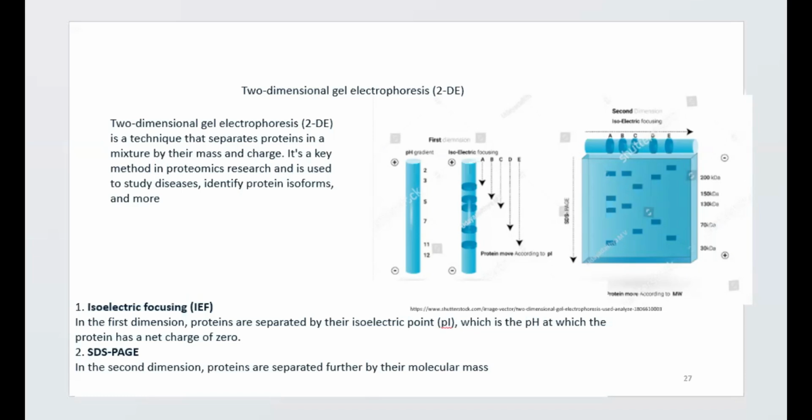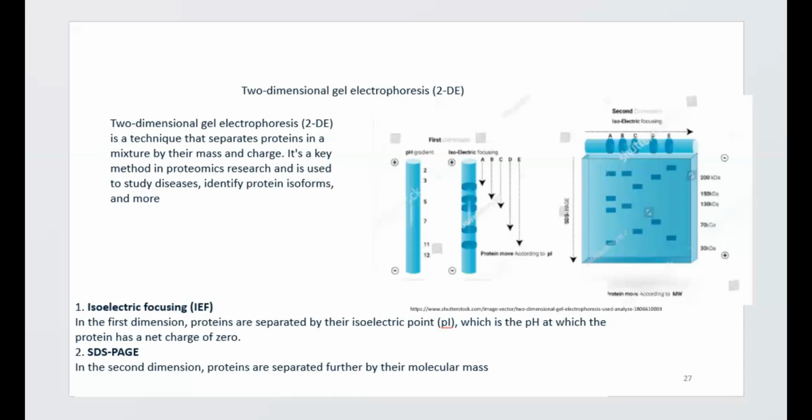There comes into play 2D, that is two-dimensional gel electrophoresis, and in this, one of the methods, there are two dimensions. So the first dimension is achieved through isoelectric focusing, and then you follow with SDS-PAGE. So, when you are talking about two-dimensional gel electrophoresis, the technique is that initially you separate proteins in a mixture with the help of isoelectric focusing, and then it is done with SDS-PAGE.